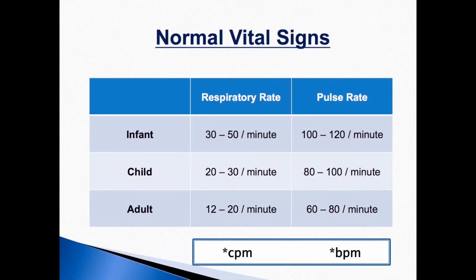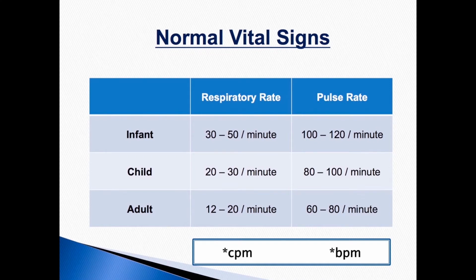Normal vital signs. Vital signs are clinical measurements that indicate the state of a patient's essential body functions. It has 4 components: the blood pressure, pulse rate, respiratory rate, and body temperature. In respiratory rate, we use the unit CPM that stands for cycles per minute.